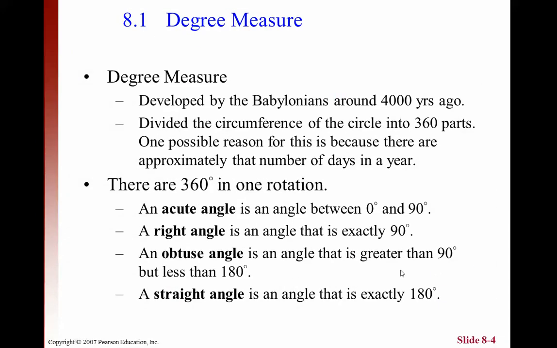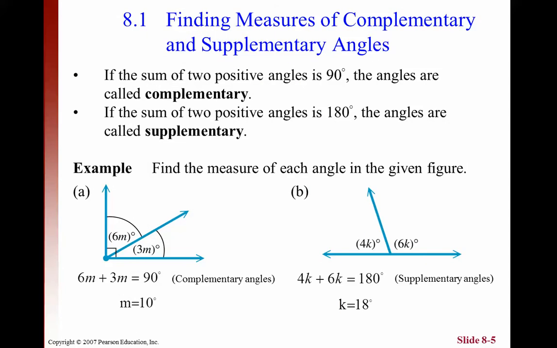Okay, so the Babylonians developed this about 4,000 years ago, broke up the circle into 360 parts, called those degrees. There are 360 degrees in one rotation. Acute angles are between 0 and 90. Acute little angles. Right angles are exactly 90. An obtuse angle is greater than 90 but less than 180. It's kind of obtuse, it's obese, that's how I remember it. Straight angles are exactly 180.